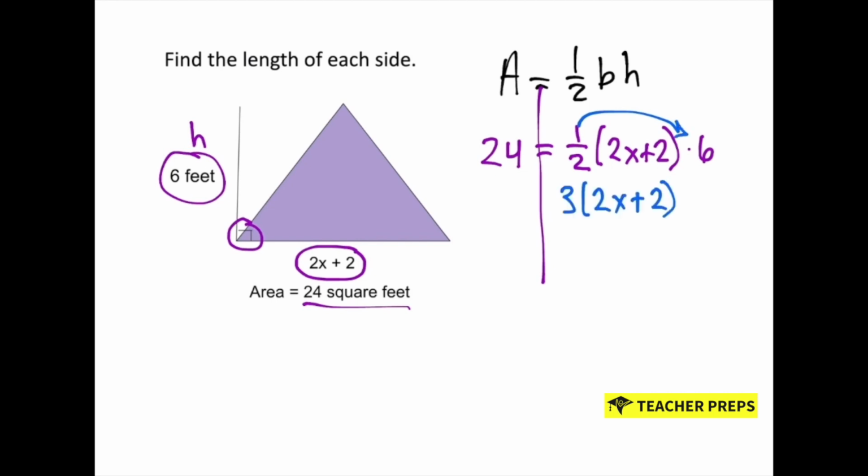1/2 of 6 is 3. So now we have 3 times the expression 2x plus 2. We need to distribute that 3 through. So 3 times 2x is 6x. And 3 times 2 is plus 6.